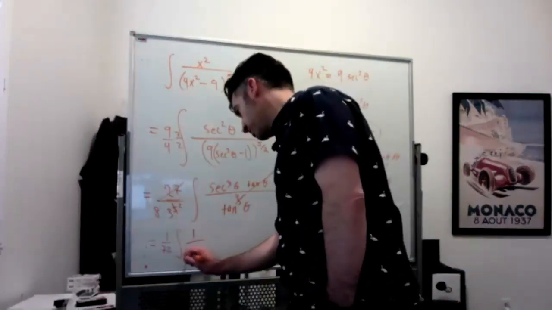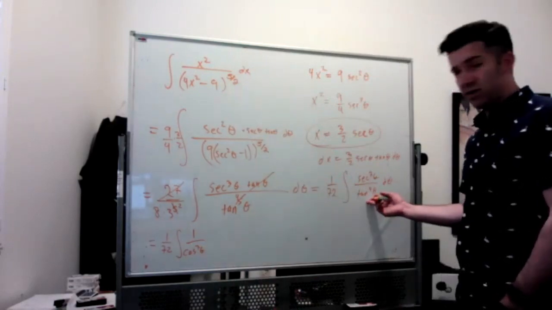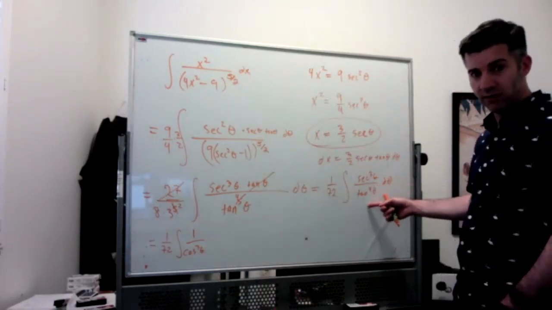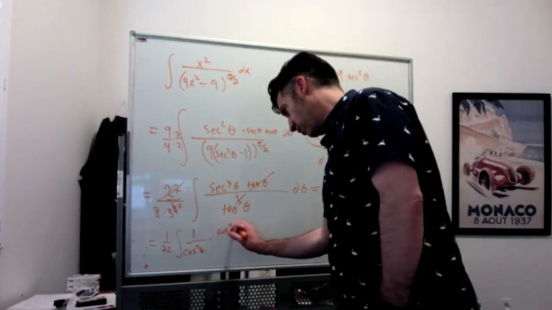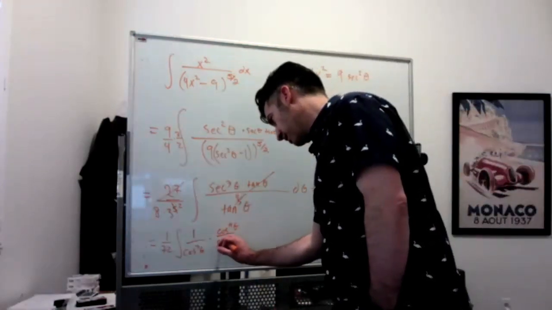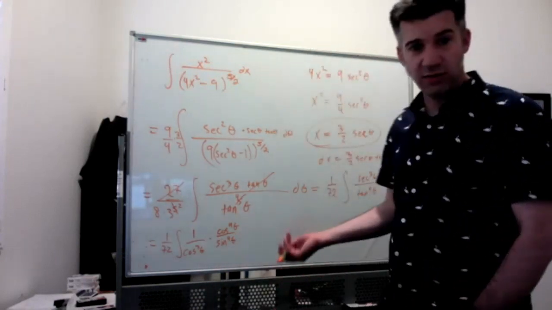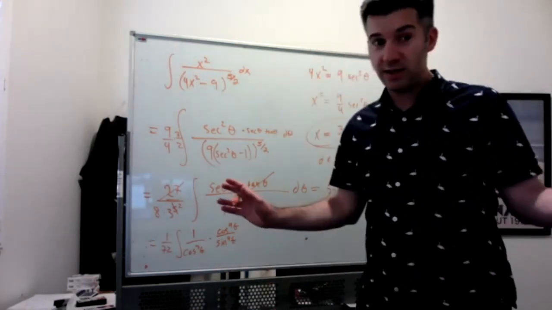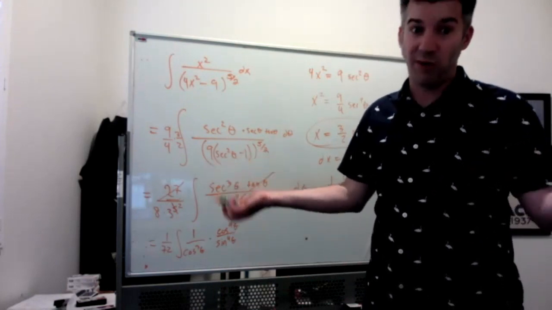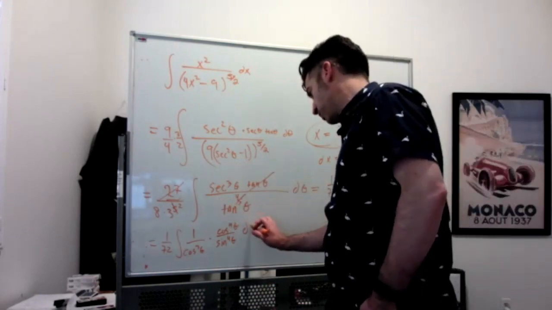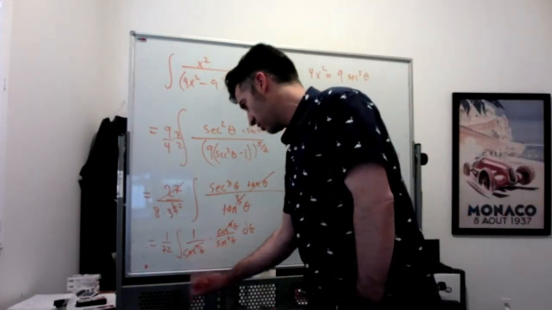1 over cosine cubed. Tangent to the 4th would be sine to the 4th over cosine to the 4th, but then I have to flip and multiply. So it would be cosine to the 4th over sine to the 4th. Okay, I'm not sure if this is the right way to go. So then that's something that we have to deal with, right? Sometimes you go the wrong way and you have to go back, or at least try to do different. I can cancel 3 of these cosines with 3 of those cosines.